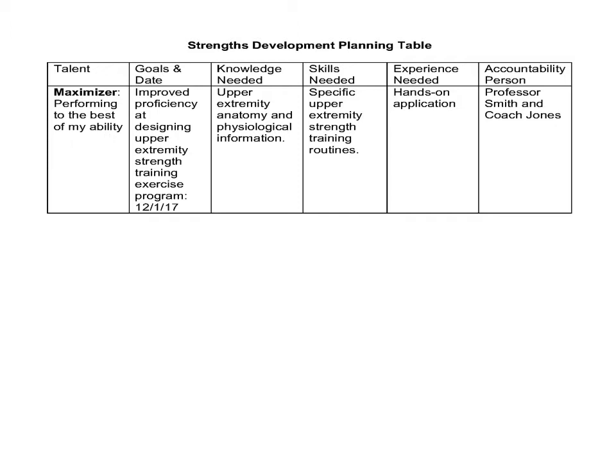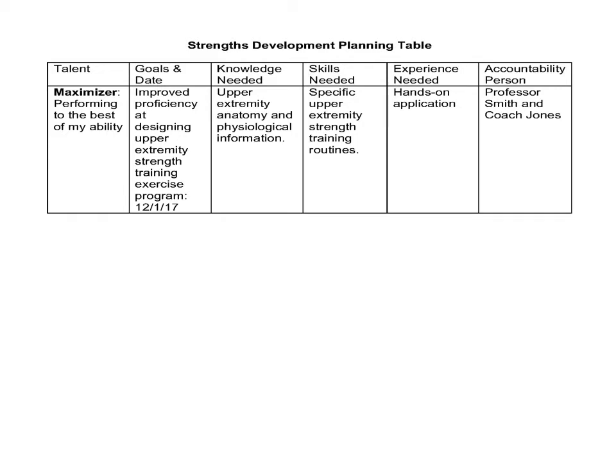And I also have students name an accountability person. Who's going to hold you accountable? Who's going to help you through this process? For this student, it was Professor Smith, who is their professor for the course that the student was enrolled in. Maybe the class was a strength and conditioning type course, so that's our rehabilitation therapeutic exercise class, or injury identification and prevention class, or something like that.